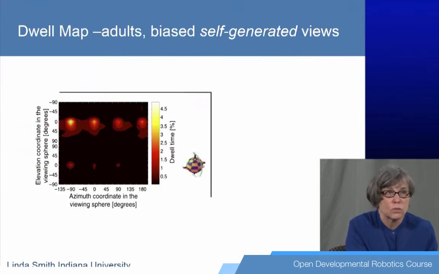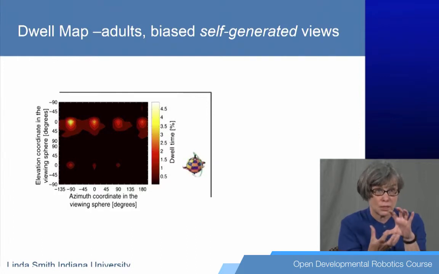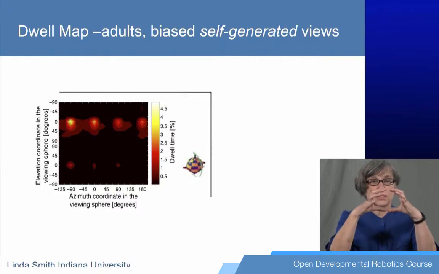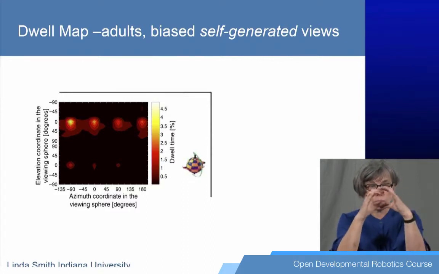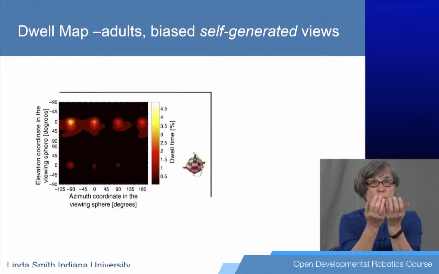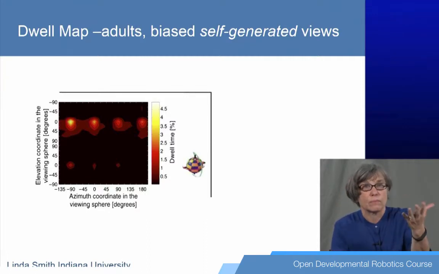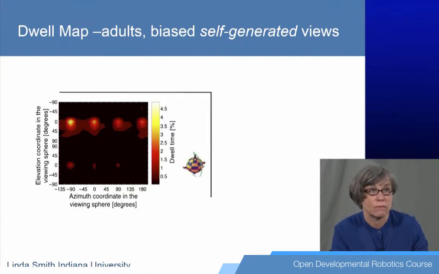And what we built was what's called a dwell map. This is an adult dwell map if you give adults views of objects to hold. So if you were to think of the object as sitting in a three-dimensional sphere, I could draw little regions in it, okay? And then just like you do with the globe in a map, I could cut it open and lay it flat. And so I would get the heat map that you're seeing there.